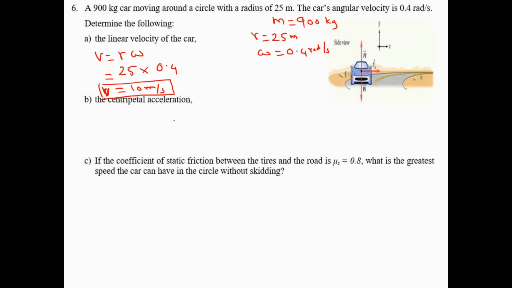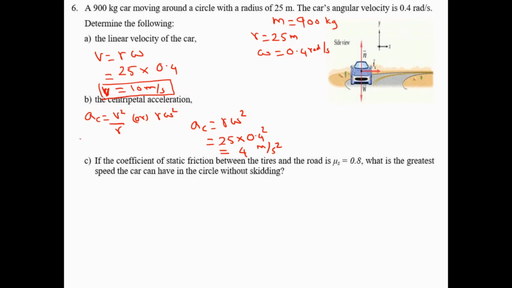Second question, centripetal acceleration. Again, we deal with the same rule. Either you can use v square over r, or you can use r omega square. Both will give the same answer. So I'm going to use r omega square here. The value of r is 25 multiplied by the omega value 0.4 square, and the answer is 4 meter per second square.